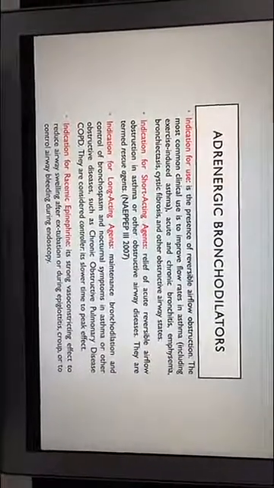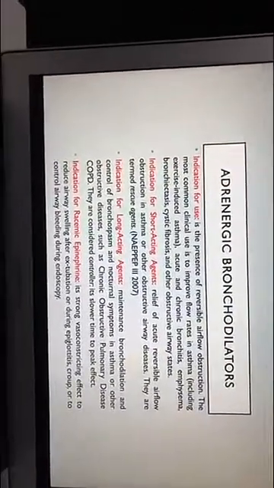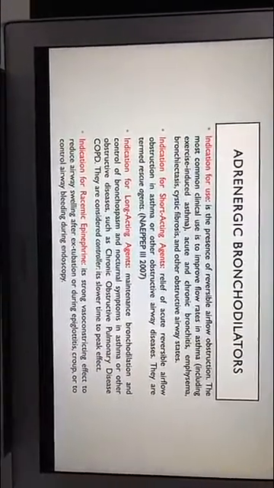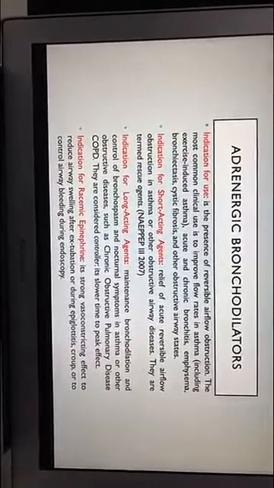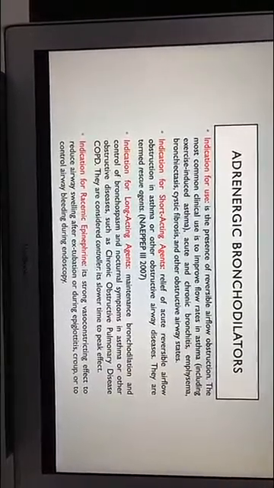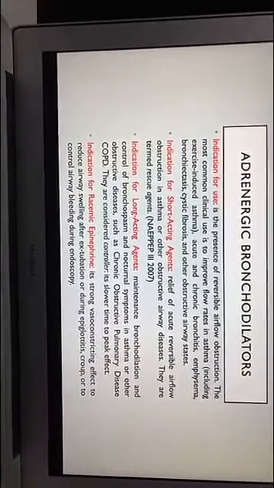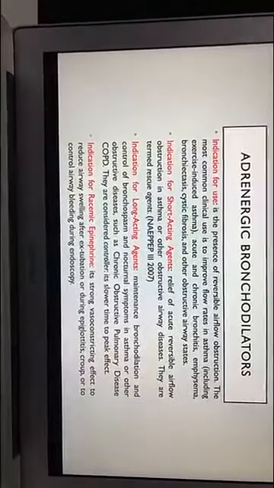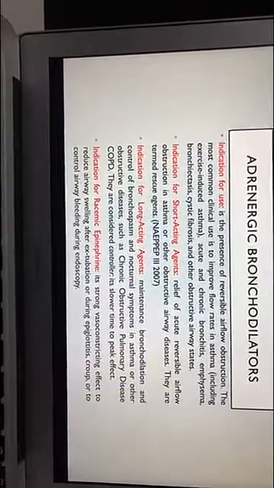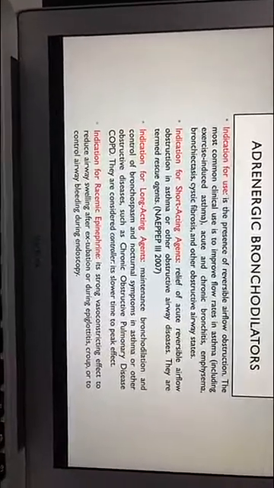Adrenergic bronchodilators. The indication for use is the presence of reversible airflow obstruction. Indication for short-acting agents: relief of acute reversible airflow obstruction in asthma or other obstructive airway diseases. They are termed rescue agents according to the National Asthma Education and Prevention Program. Indication for long-acting agents: maintenance bronchodilation and control of bronchospasm and nocturnal symptoms in asthma or other obstructive diseases, such as COPD. They are considered controllers due to their slower time to peak effect.